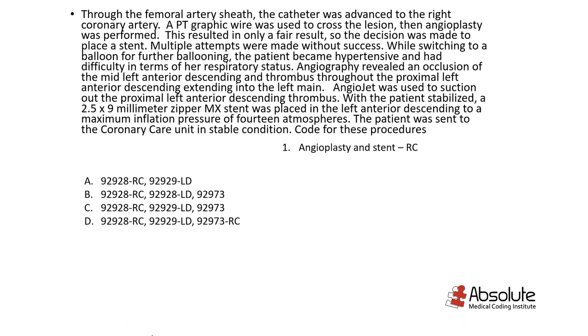All right, coders, time is up. Okay, what do we have going on here? Most of you, once again, slam dunked this in the chat, and the answer here is B: 92928 with an RC modifier, 92928 with an LD modifier, and 92973. Our keywords: femoral artery sheath, catheter advanced to the right coronary artery, angioplasty performed. They decided to place a stent.